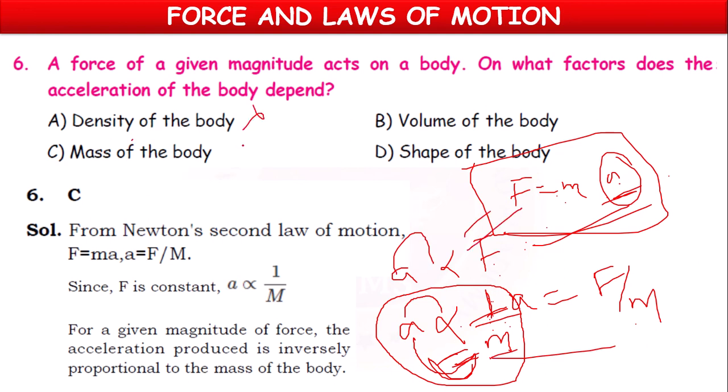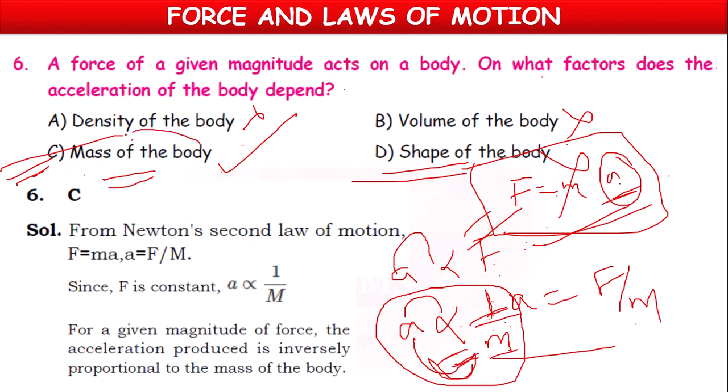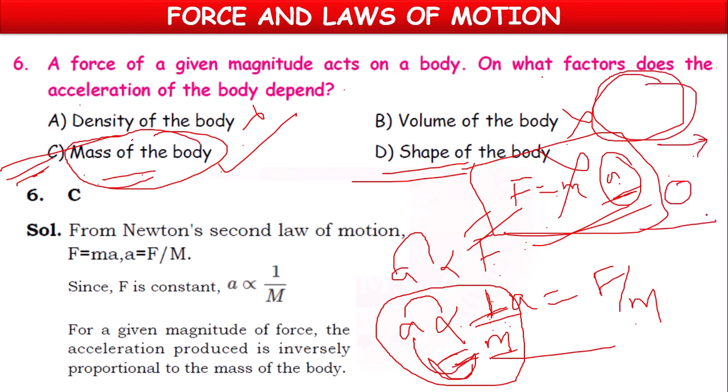Density of the body, wrong. Volume of the body, wrong. Mass of the body, correct. Shape of the body, wrong. Acceleration depends on which quantity? According to the options, option C is correct. And it is related to mass inversely: it is inversely proportional to mass. It means if the mass is more, acceleration will be less. If the mass is less, acceleration will be more. That is how acceleration and mass are related.